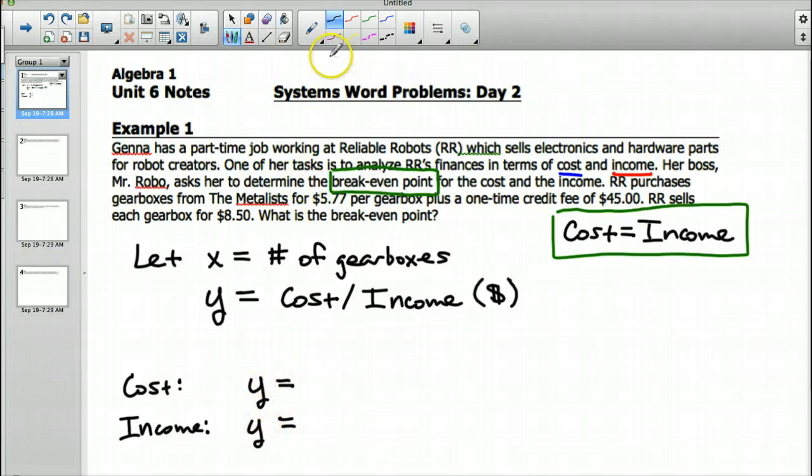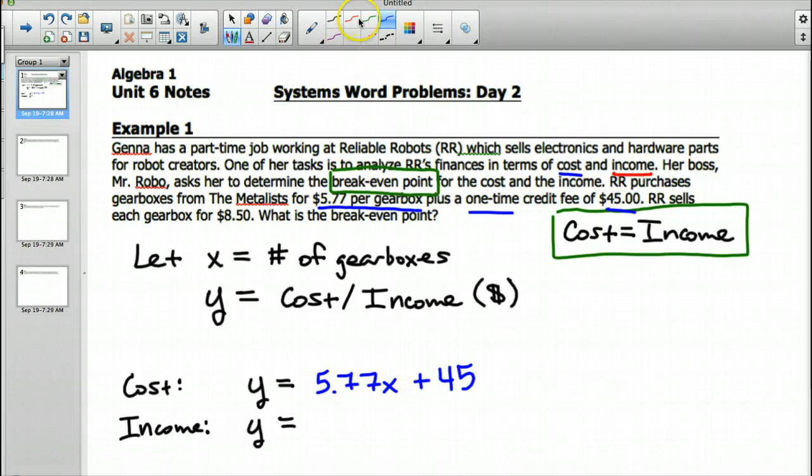So let's determine now what it costs to run this company. It says down here that RR purchases gearboxes for $5.77 per gearbox. So they're like a retail place. They actually have to purchase these beforehand. So that's going to be 5.77x in our cost equation. They're buying those from this other company, plus this one-time credit fee of $45. So we're going to add 45 onto there. So that's going to be my cost equation.